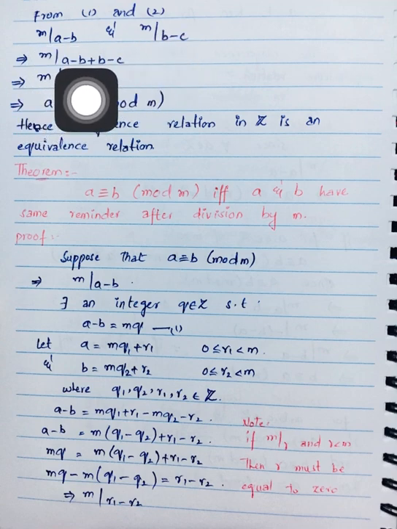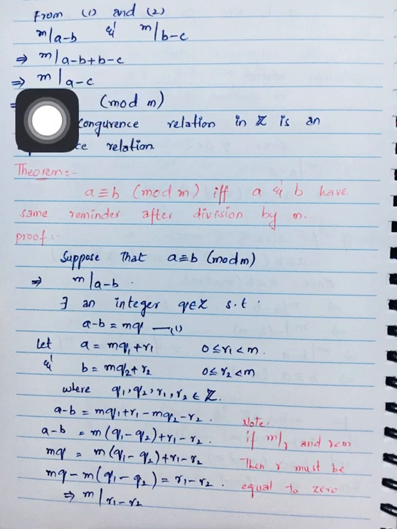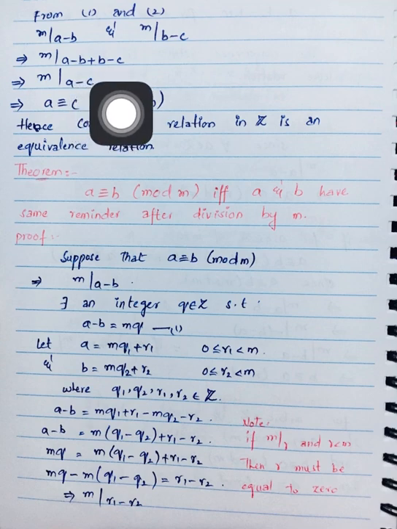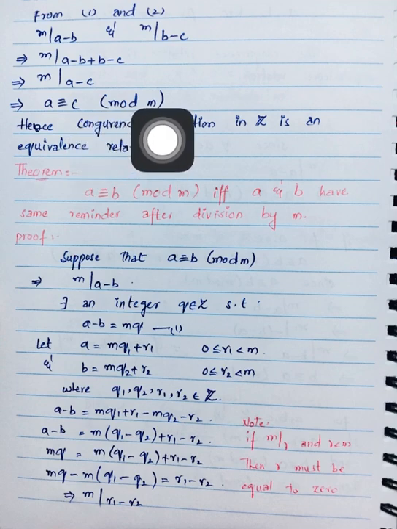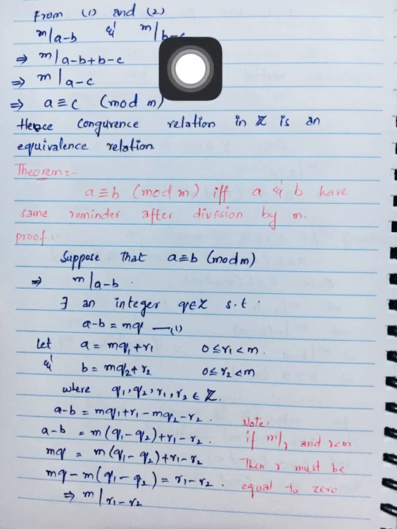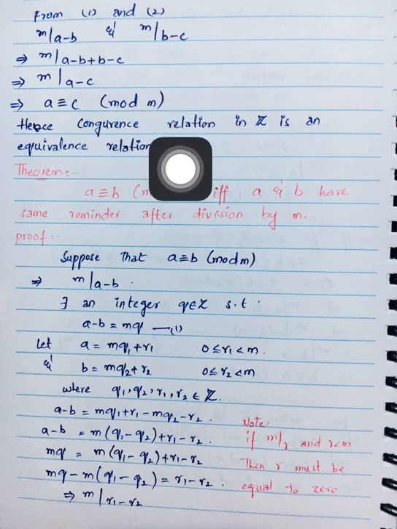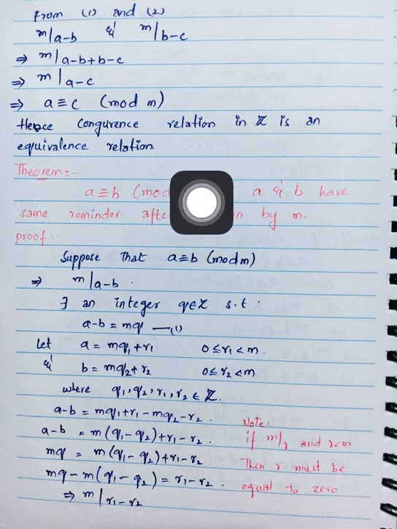So m divides a minus b plus b minus c, b cancels out, so I have only the result that m divides a minus c. So by applying the definition of congruence, I can write that a is congruent to c modulo m. So this is the third property, the transitive property. So this property is also proved, hence the congruence relation in Z is an equivalence relation.